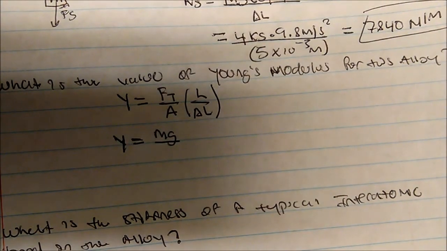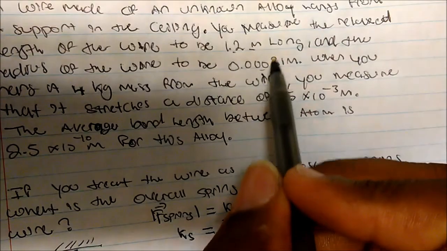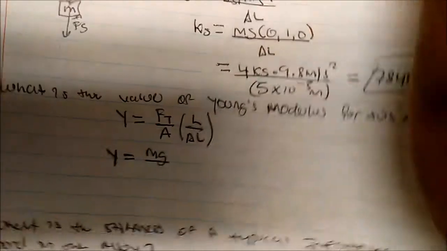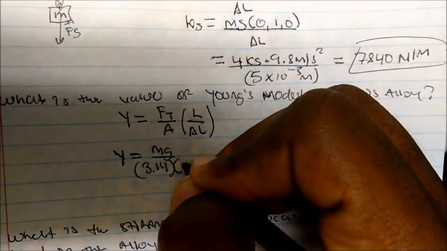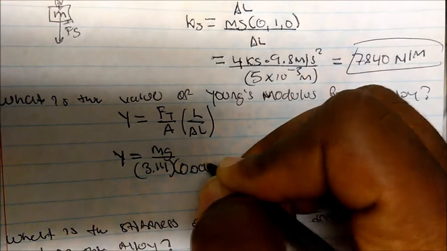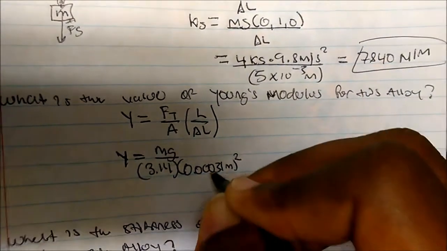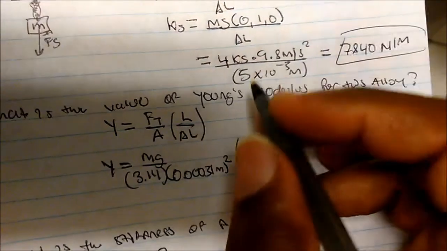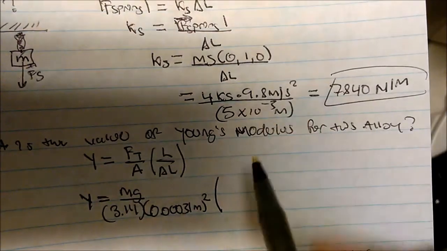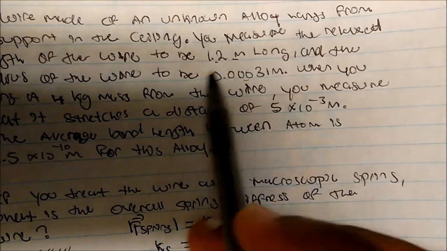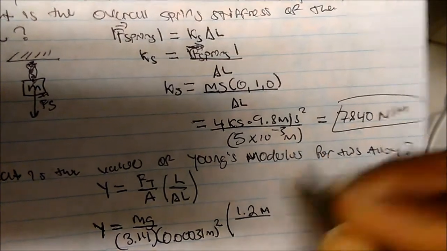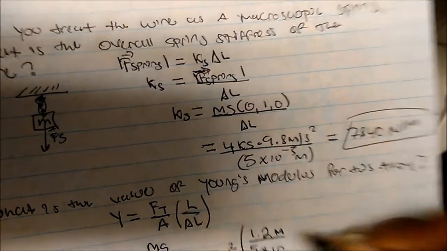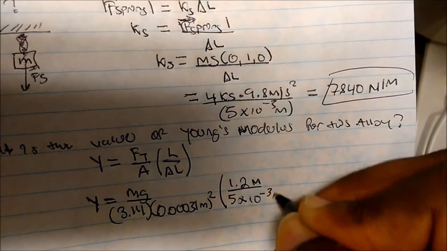Now, what's the cross-sectional area? Remember, we already talked about it. We're given a radius of 0.00031 meters, and the cross-sectional area is pi r squared, where pi is 3.14. We multiply this by the original length of the wire, which is 1.2 meters, and divide by the stretch, which is 5 times 10 to the negative 3 meters.